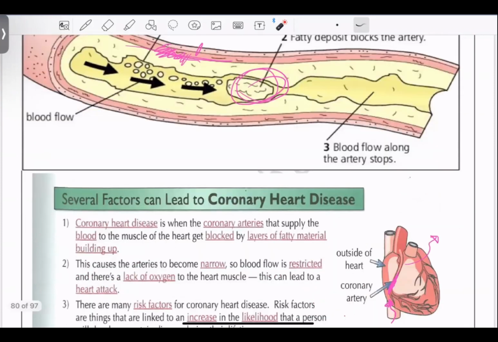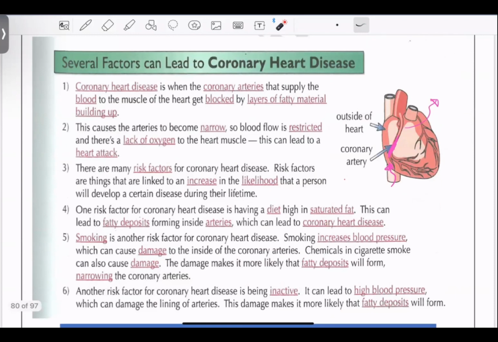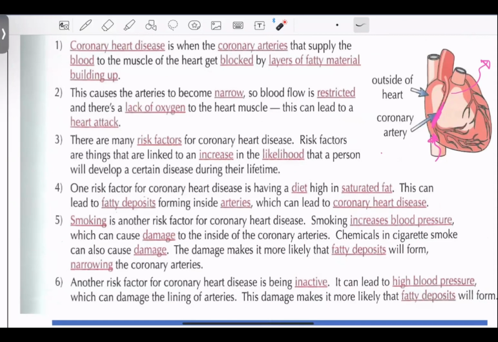Okay, like this, because the artery becomes what? It becomes narrow. And so the blood is what, girls? It's going to be restricted. Not enough blood now reaches this artery. And when no blood reaches them, this means lack of oxygen, because the artery is the one carrying the blood, carrying the oxygen to the heart muscles, and this could lead to a heart attack.